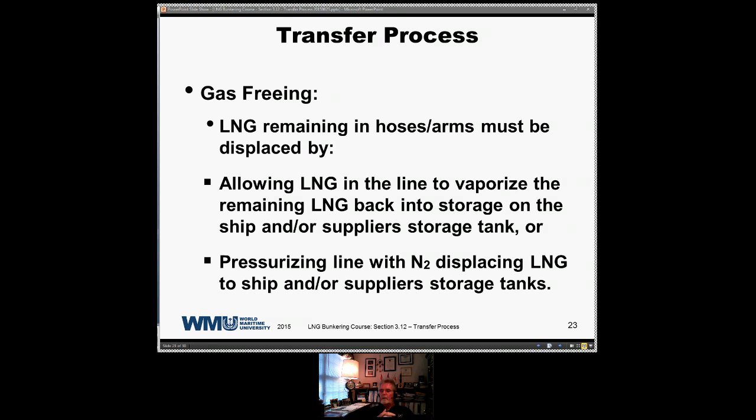So we put these arms under pressure with nitrogen, and we displace the LNG to the ship, or it could be actually returned to the supplier's storage tanks. If it's a tanker truck and we're operating on a pressure discharge, the pressures that are going to be developed during a gas freeing operation are not great enough to force this back into the tanker truck, so it will go into the ship's bunker tank.